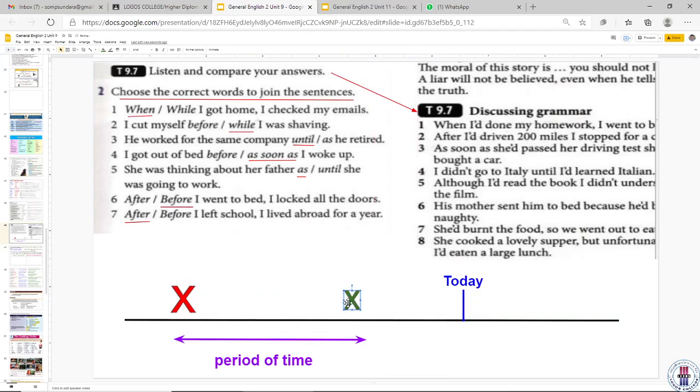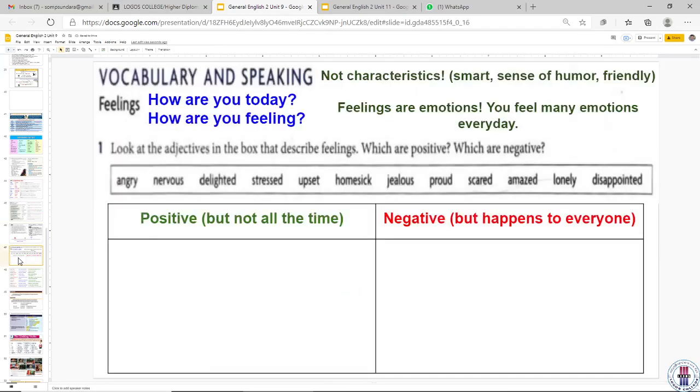Okay, so I hope that helped you understand a little bit more about these subordinating conjunctions. Okay, so let's move on to page 76 in your book, page 76. This page talks about feelings. All right? This is your vocabulary in speaking, talking about feelings.